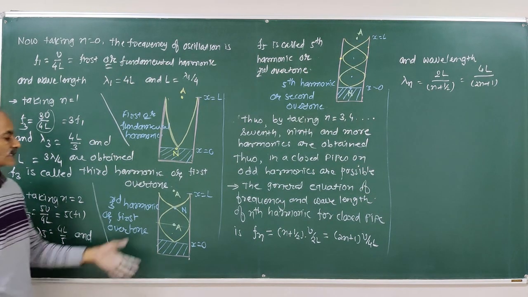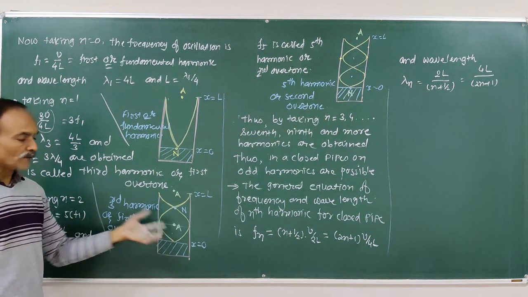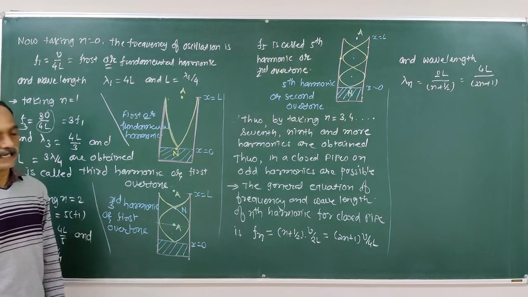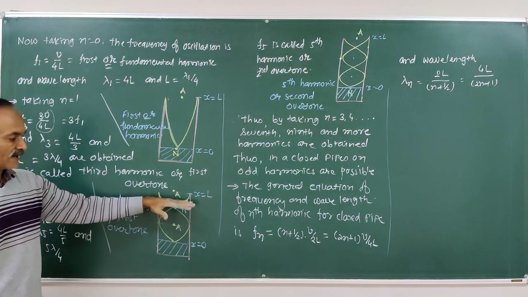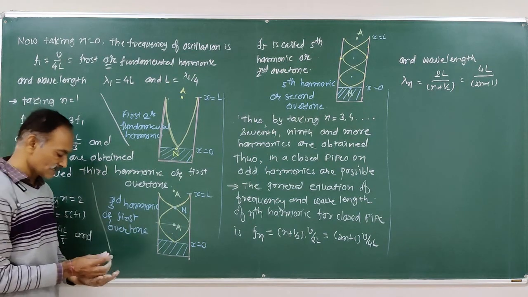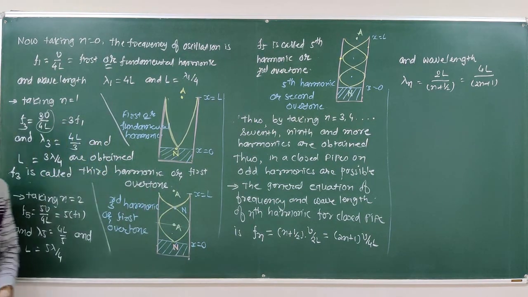So the third harmonic is shown in the figure. 3 parts of 1/4 lambda are possible in L. First part, second, and third. So the nodes and antinodes points are these. Right.